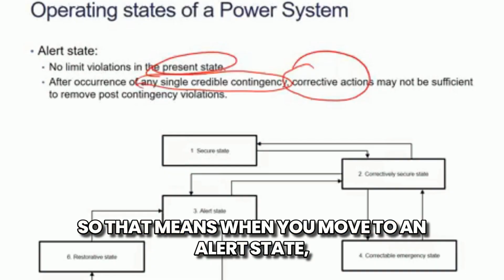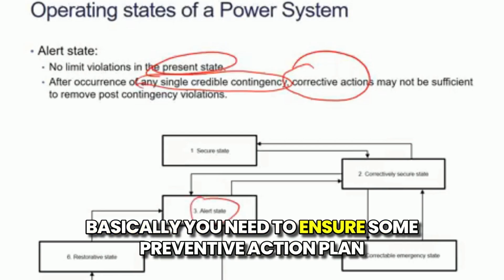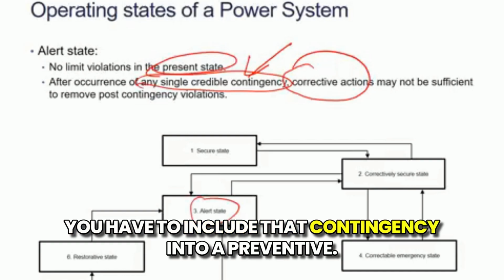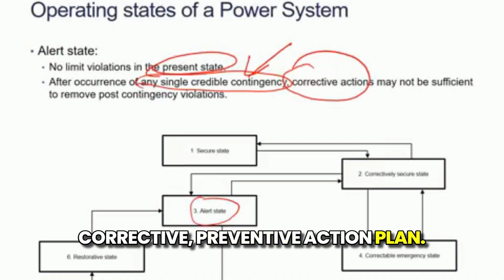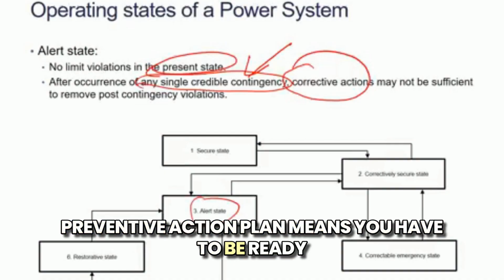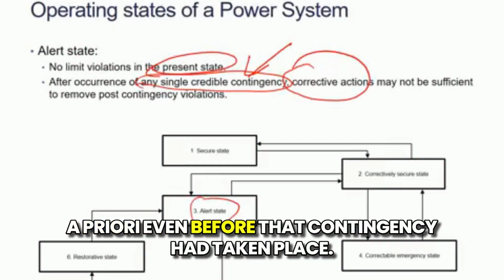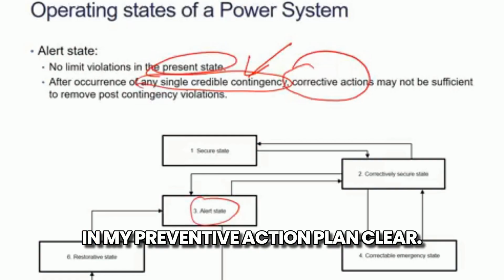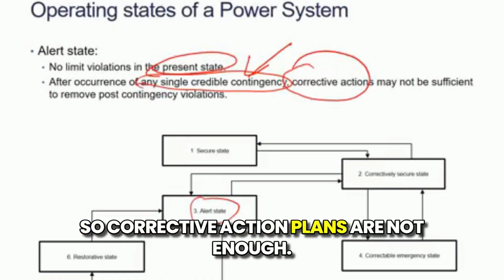So that means when you move to an alert state, you need to ensure some preventive action plan for that particular contingency. Whichever contingency has led to this situation, you have to include that contingency into a preventive action plan. Preventive action plan means you have to be ready a priori, even before that contingency has taken place, that okay, if that contingency is taking place, I have already considered the impact in my preventive action plan. Clear? So corrective action plans are not enough.